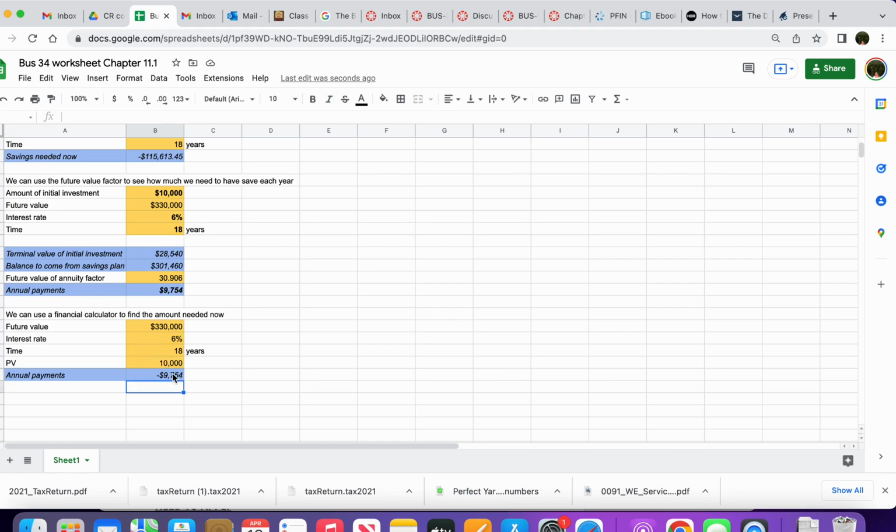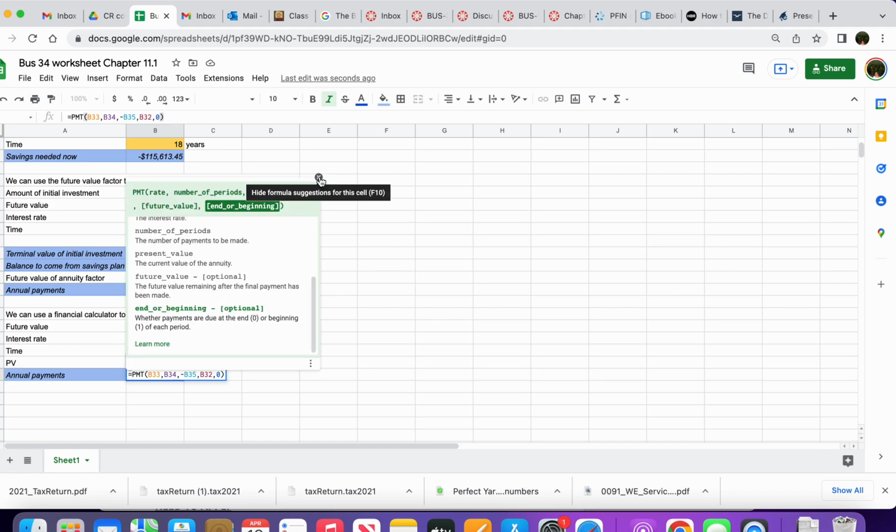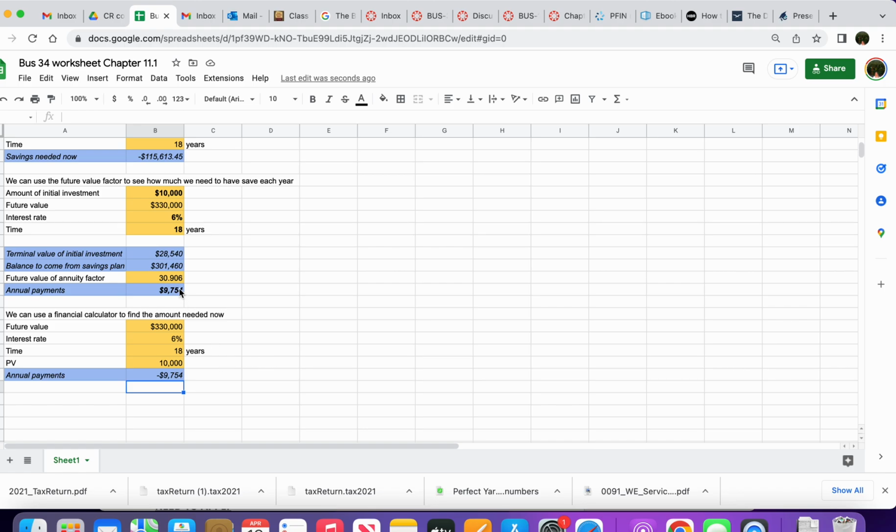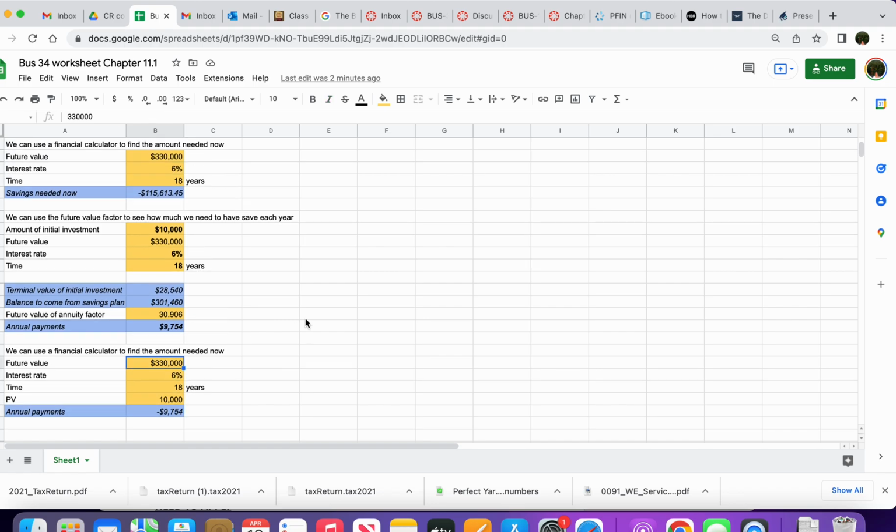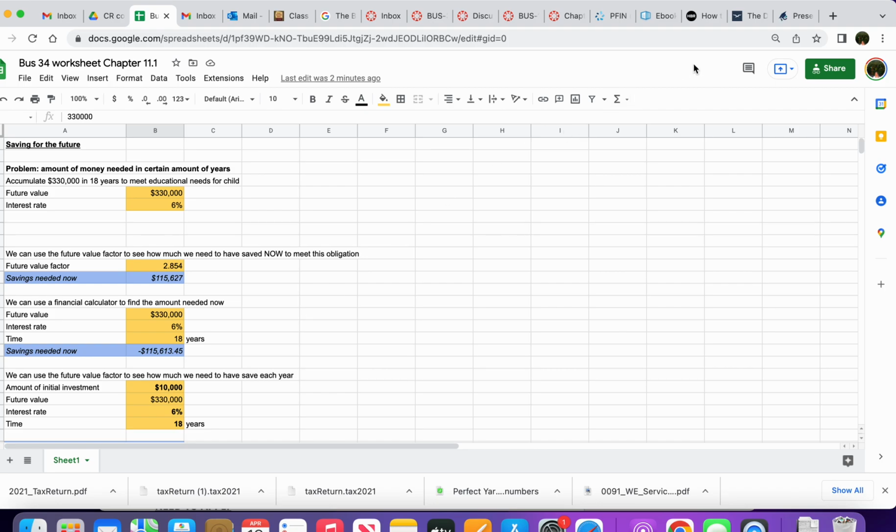I put all of those inputs into my formula. I selected end-of-period compounding, hit enter, and I come up with the exact same result. So we have to make $9,754 payments once a year for 18 years on top of our $10,000 original present value in the account, and in 18 years at a rate of 6%, we'll have $330,000 in the account. So that helps walk you through how I would approach this in the text.